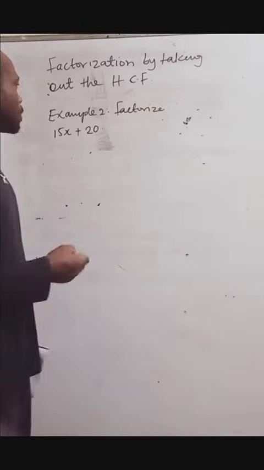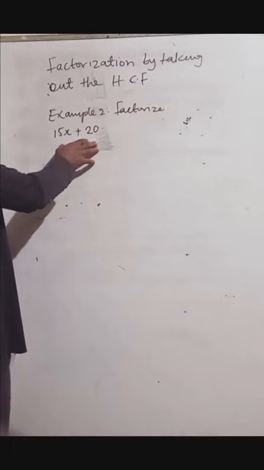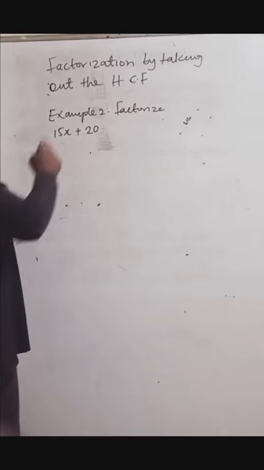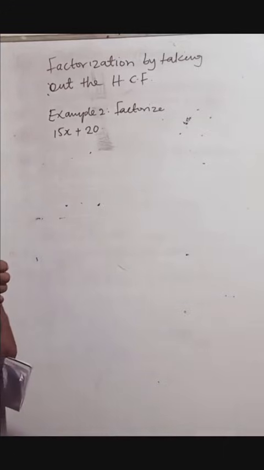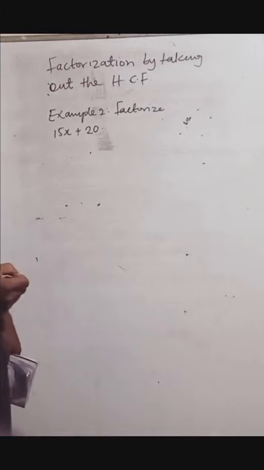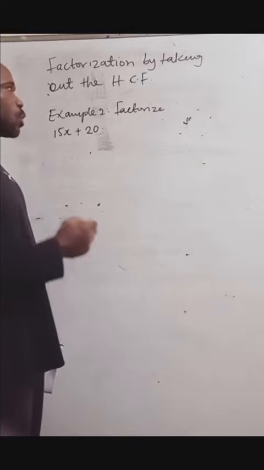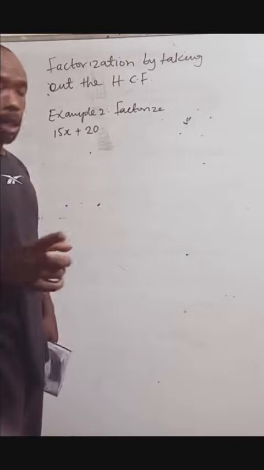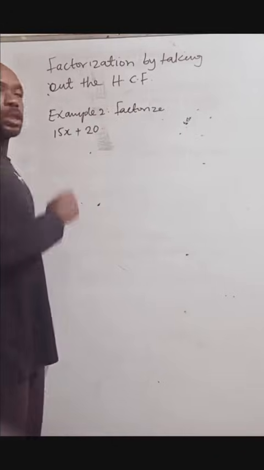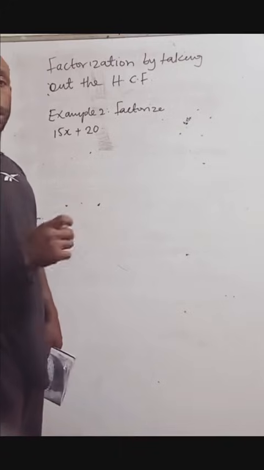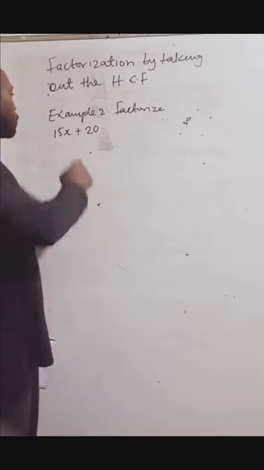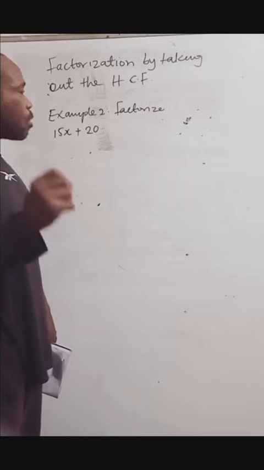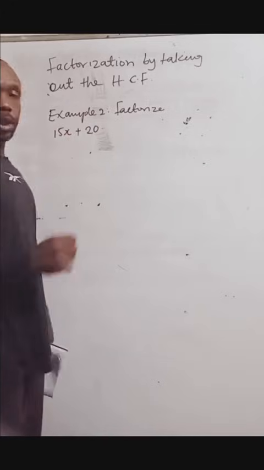Example 2. Let's look at this other example. Here, we're asked to factorize 15x plus 20. So once again, I'm going to explain. When you have this type of question where you're asked to factorize an algebraic expression, in this instance, 15x plus 20, it means that you are to express 15x plus 20 as a product of the factors of 15x plus 20.